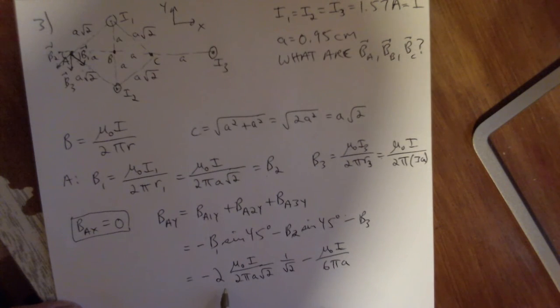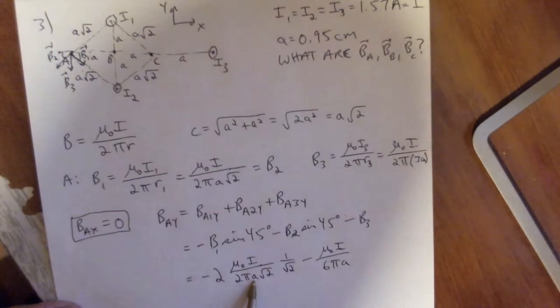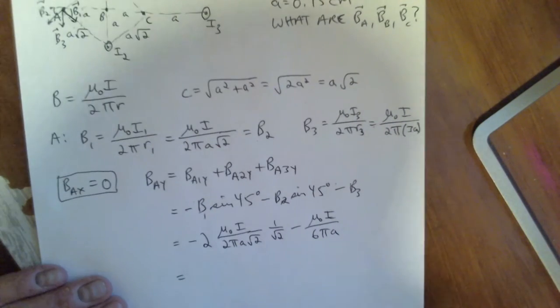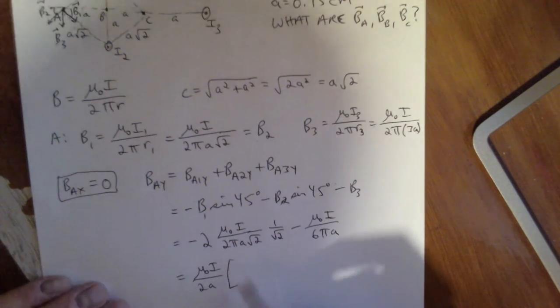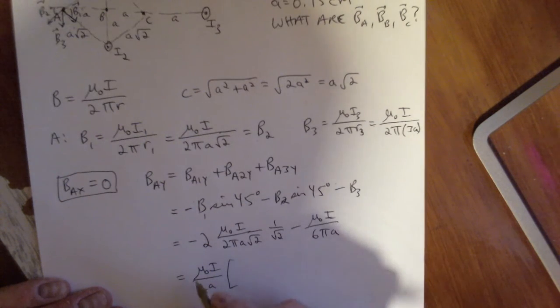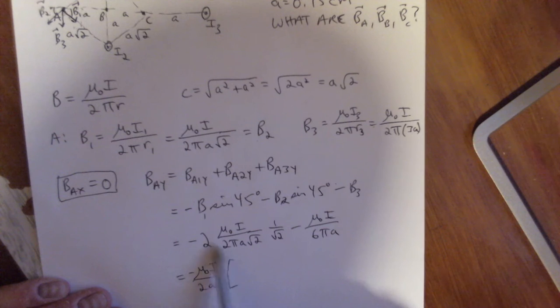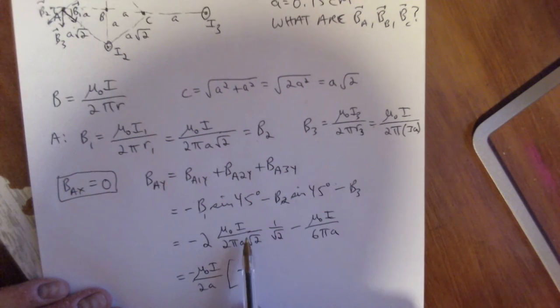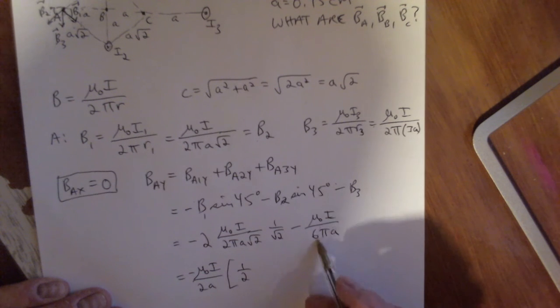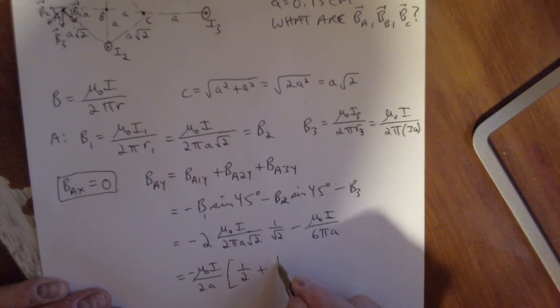Then we get, let's see, let me bring out the mu sub naught I over 2a, because we're going to be getting factors of that for the rest of the problem. So mu sub naught I over 2a, and a minus sign. So the 2's cancel here, and I get 1 over root 2 times 1 over root 2 is a half. Let's make sure I included everything. Mu sub naught I over pi a times a half, yep. And then this is mu sub naught I over pi a times a sixth, so 1/2 plus 1/6.